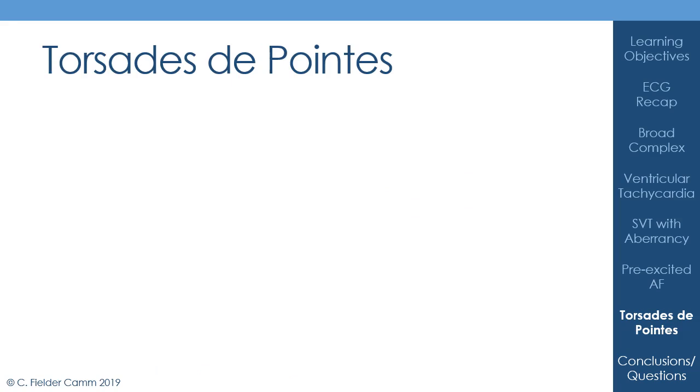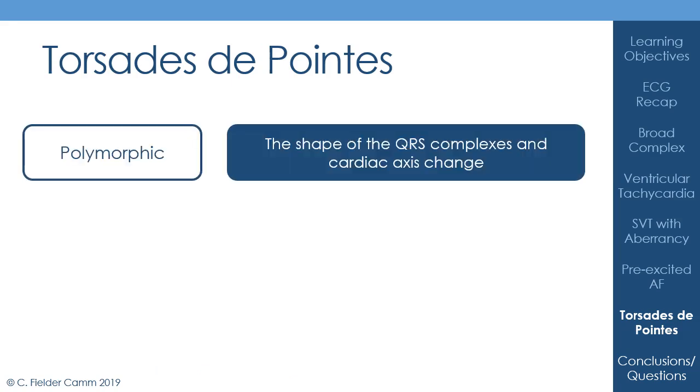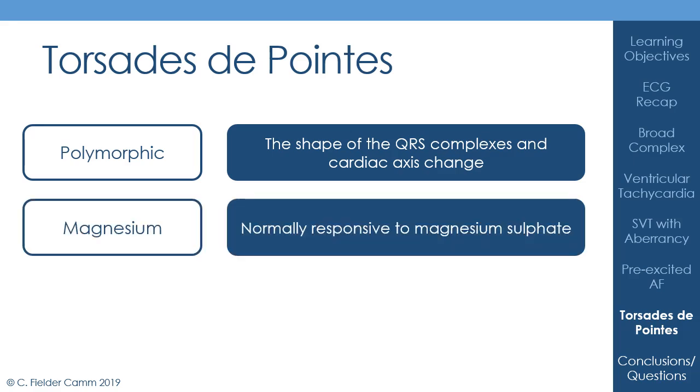Okay, so torsade de pointes again. I think the key things are it's polymorphic, so the shape of the QRS complexes and the cardiac axis is changing as it just rotates around the ventricle. And the treatment here is normally magnesium sulfate. If you give IV magnesium sulfate, it just happens to be a quirk of torsade de pointes that it's very responsive to this. So you can normally give that, and the patient will revert back to sinus rhythm.